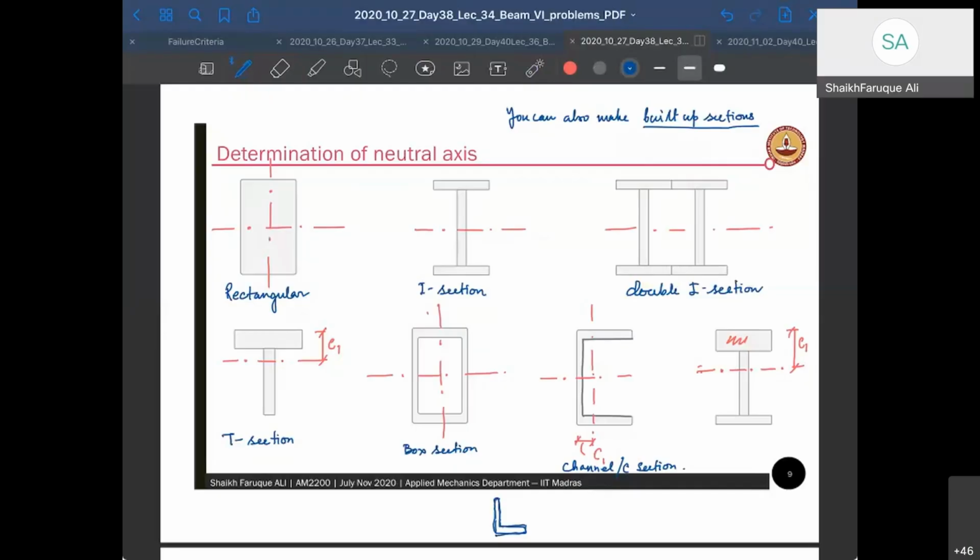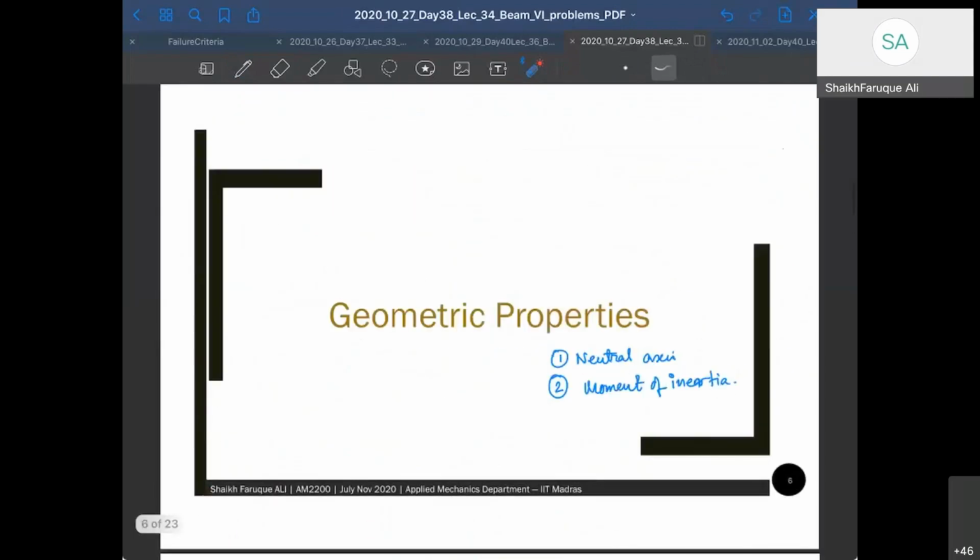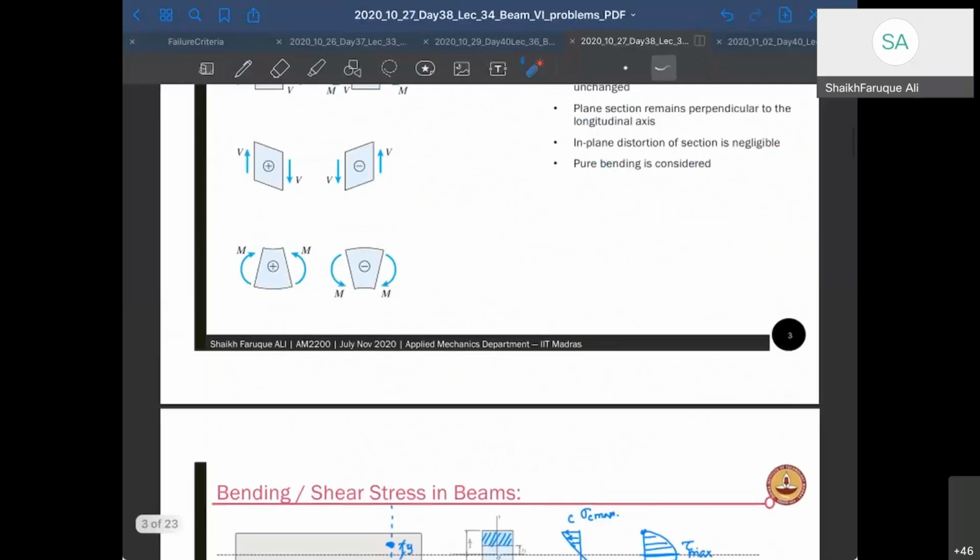Now, mostly in our class, we will deal with two things. One is rectangular, one is I, and sometimes we will deal with T sections. Other things you can do on your own. Once you know how to do it for all these three, you will know how to do it for everyone else. So let's go back and start looking into what we get.